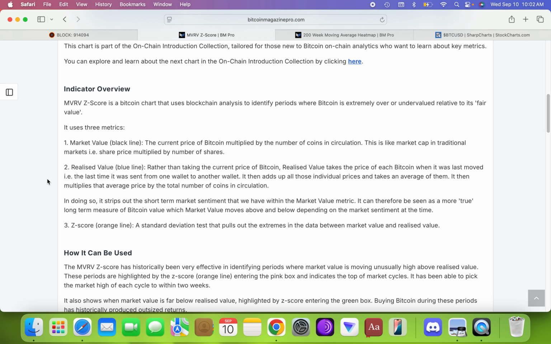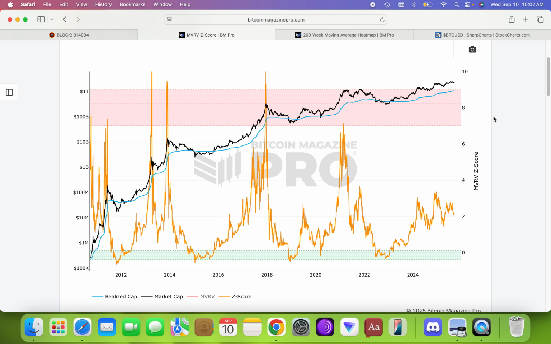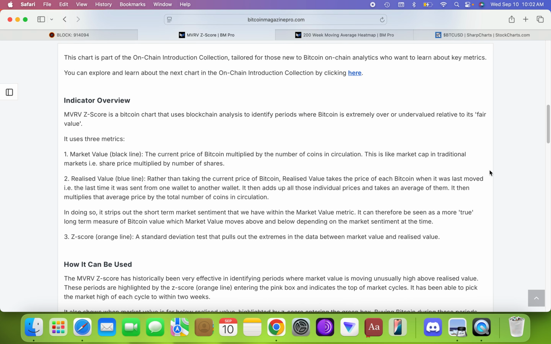So it uses these three metrics. The black line that we have up here is pretty much the market cap. So it's the market value: the current price of Bitcoin multiplied by the number of coins in circulation. This is like the market cap in traditional markets, share price multiplied by number of shares.